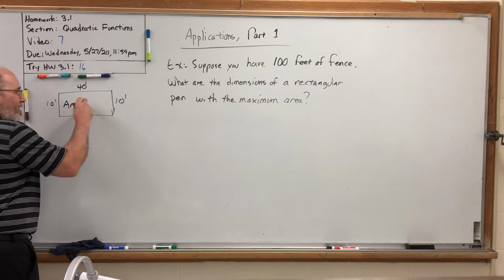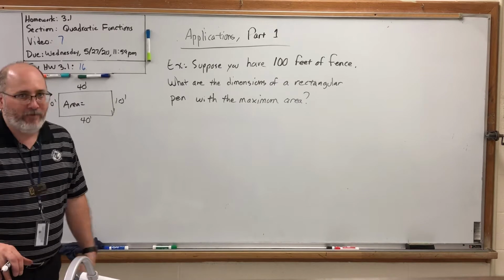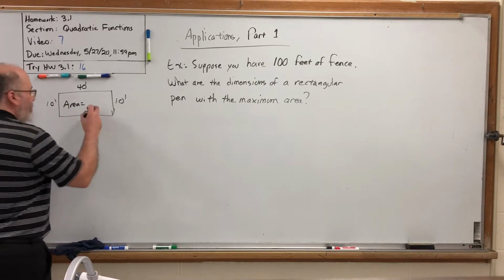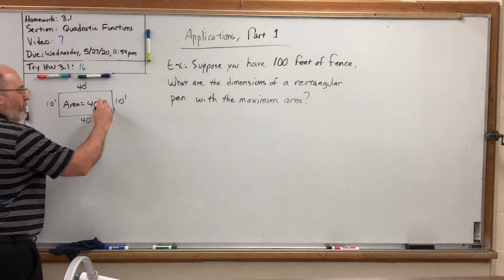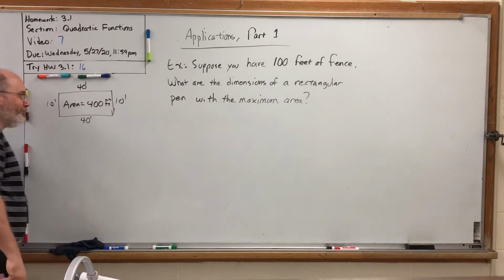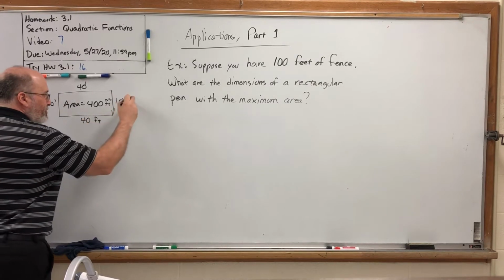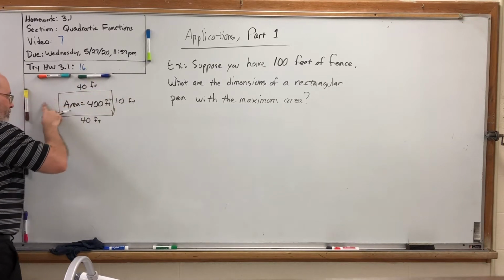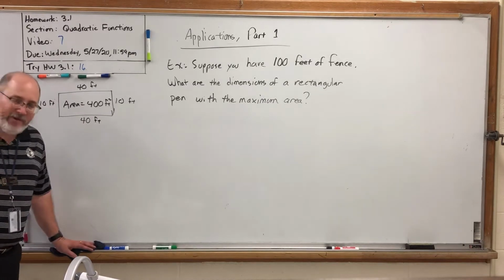How do you even find the area of a rectangle? Oh, easiest geometry formula ever. Length times width, or base times height. So 40 times 10 is 400 square feet if you want to put a unit of measurement on it. I guess I should put feet on these. So there's an example of a rectangular pen that we could build with 100 feet of fencing, and its area is 400 square feet. But can we get a bigger area?